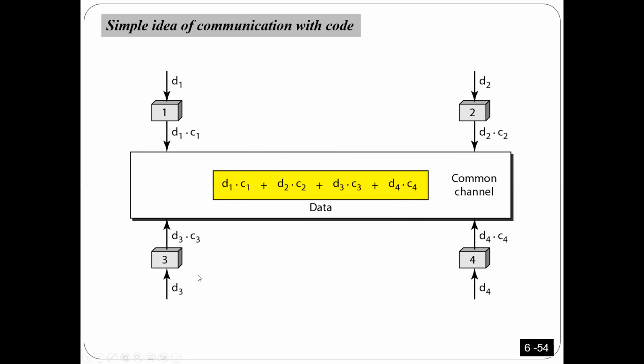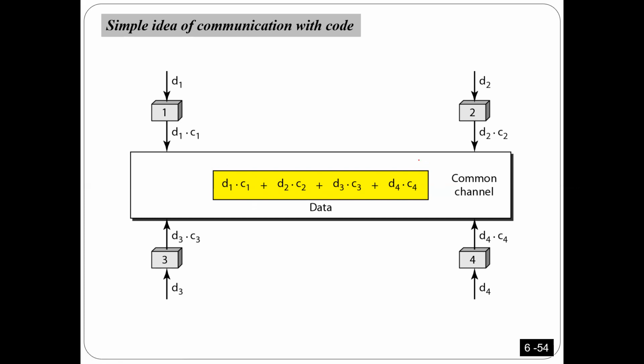The way you are going to do it, every computer has a code. You are going to use this code all the time. All you have to do is multiply the data by the code, multiply the data by the code, and so on, and transmit. So the signal on the channel is going to look something like this.